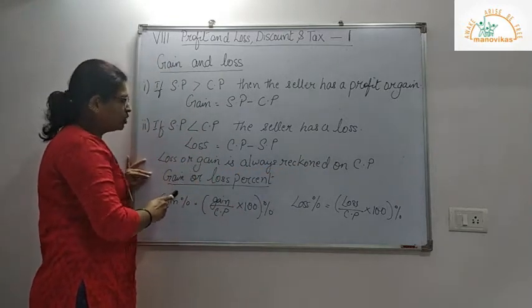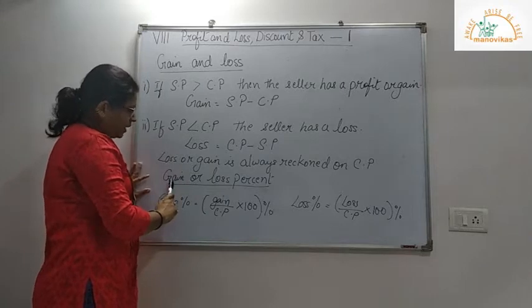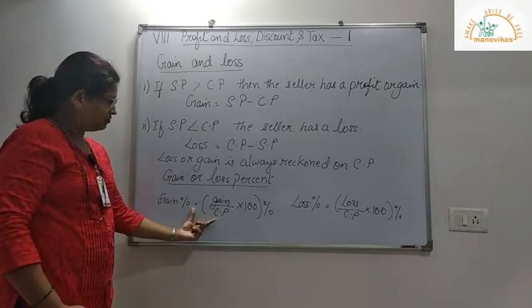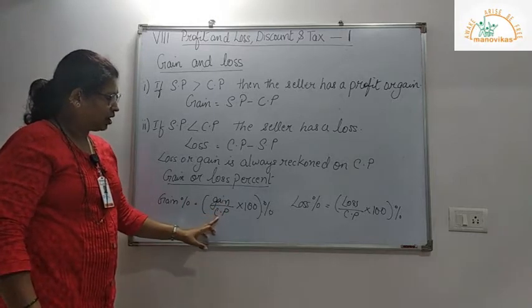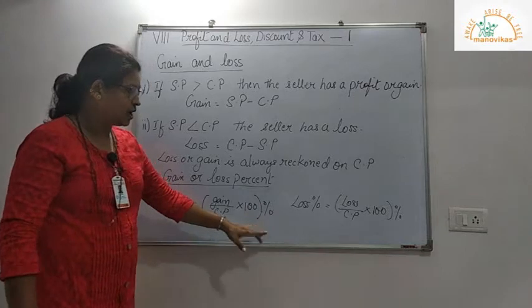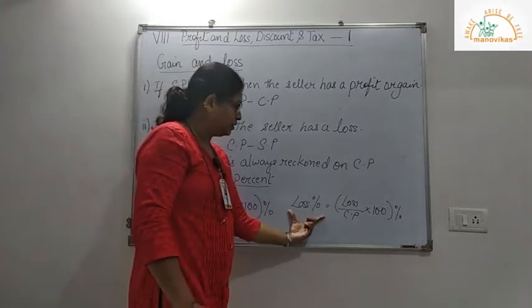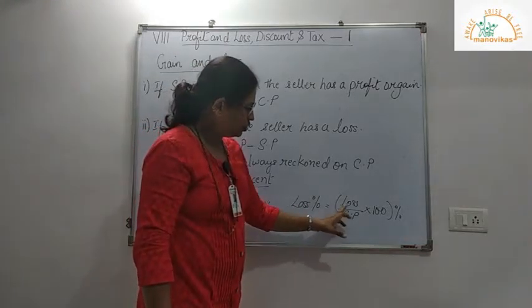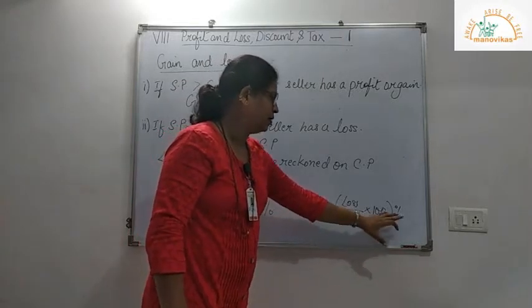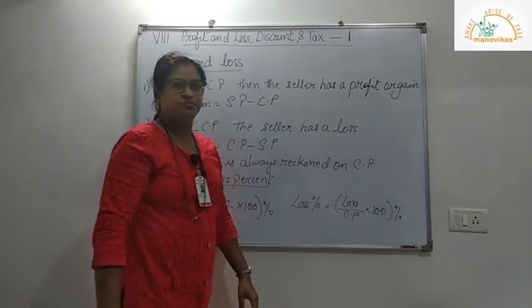Now moving on to the formulas for gain or loss percent. Our gain percent has the formula gain upon cost price into 100%, and the loss percent is found out as loss upon cost price into 100%.